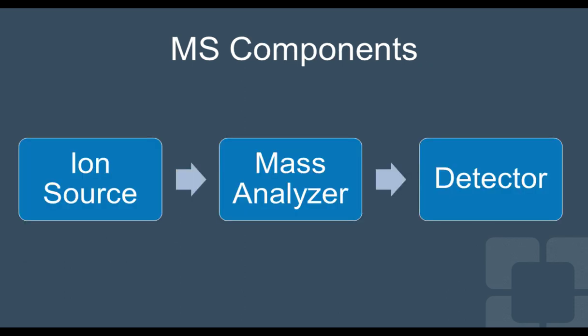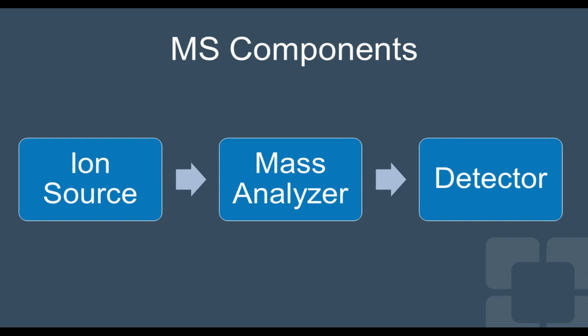So what is inside this mass spectrometer? A mass spectrometer consists of 3 main components, first being an ion source. As stated earlier, you have to be an ion to be analyzed by a mass spectrometer. So in this area, you have the creation of ions for the method.